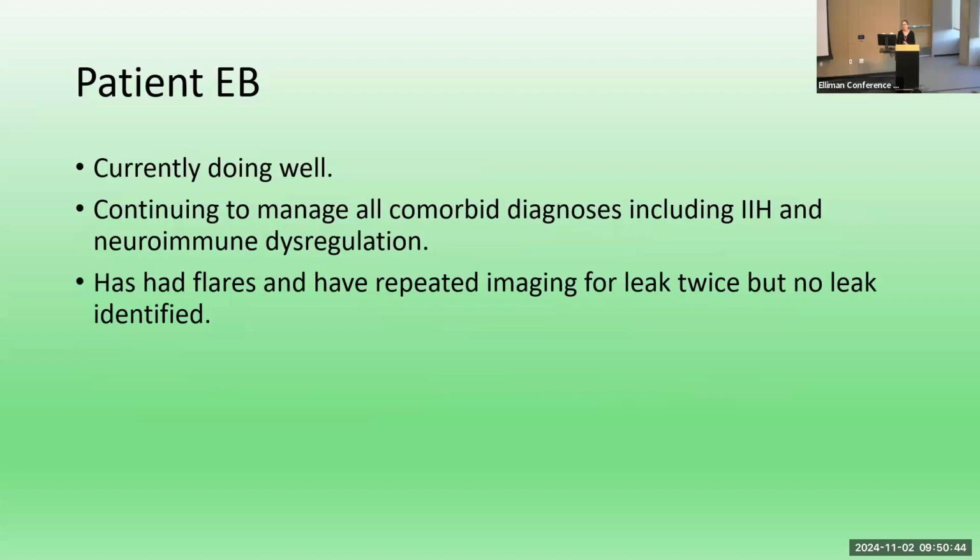He's continuing to manage all of his comorbid diagnoses, including the IIH and neuroimmune dysregulation. He has had flares and has had repeated imaging for leak twice, but no leak identified. And that is the description of that very complex patient. And you can sort of see how this journey goes. It's never just, we figure this out, oh, here's the problem, let's fix it.